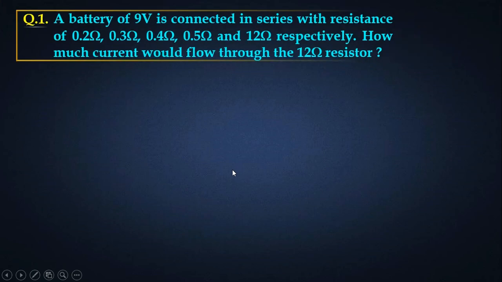So a battery of 9 volts is connected in series with resistances of 0.2 ohms, 0.3 ohms, 0.4 ohms, 0.5 ohms and 12 ohms respectively. How much current would flow through the 12 ohms resistor? First of all, what they said in the question is they are connected in series. Series means in all the resistors the same amount of current will flow. So first we have to calculate the total equivalent resistance of the circuit, and then the battery is given.